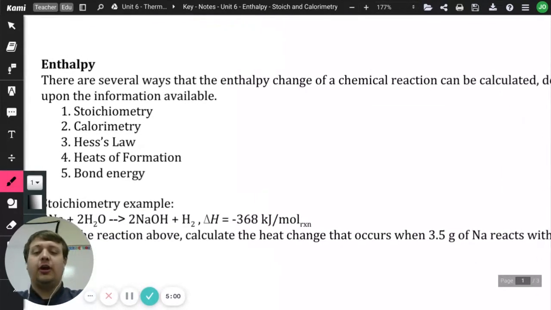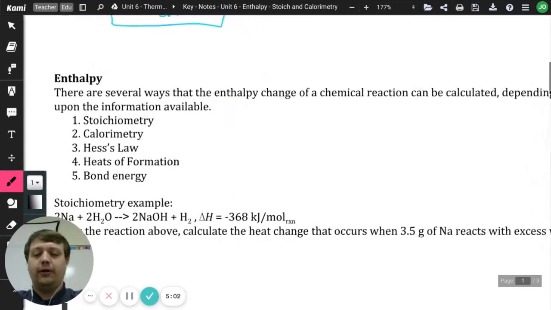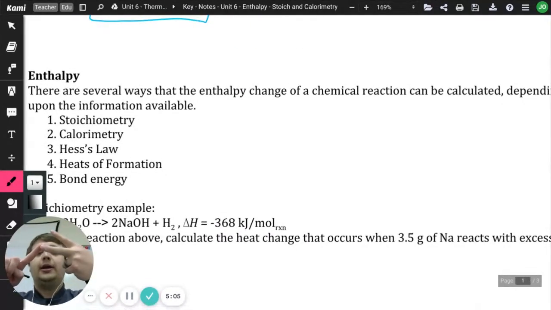So enthalpy, there's a couple different ways that we can actually solve for it. We can use stoichiometry, calorimetry. We can use something called Hess's law. There's also something called heats of formation, and then there's the bond energy. So there's 5 different ways to solve for enthalpy. Today, we're going to be focusing on these first 2.